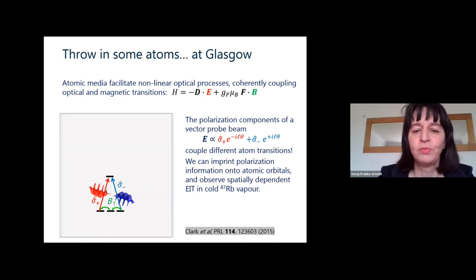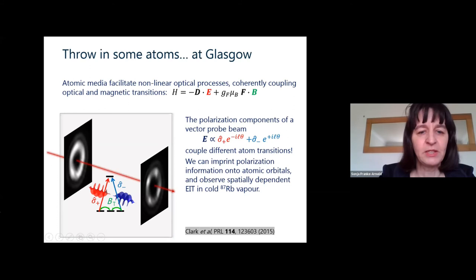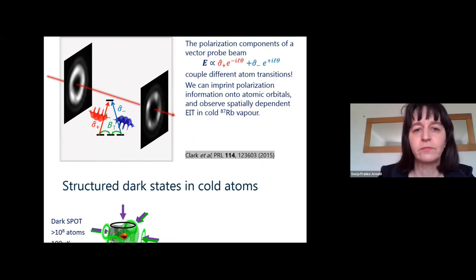So, some of our very early measurements. We come in with a beam where the sigma plus and the sigma minus components, of course, don't interfere. So what we see is the typical donut structure of these beams. But after they've passed through the atoms, we see that the light has been absorbed at some places, but not at others, by our atoms.